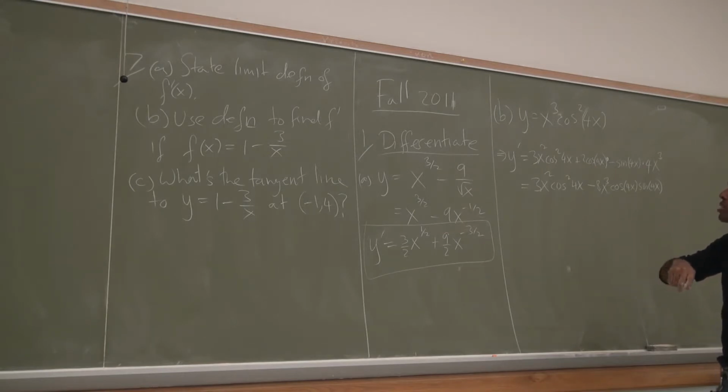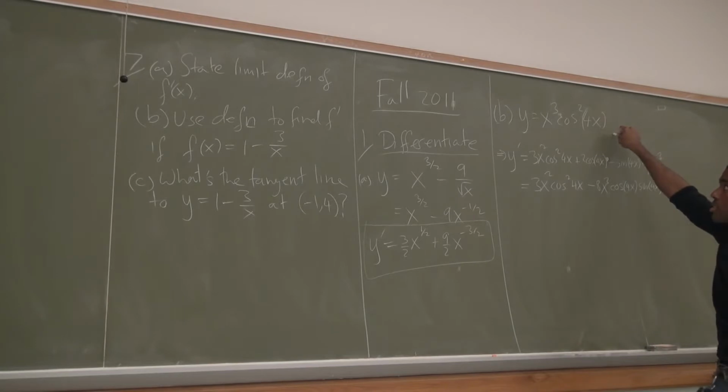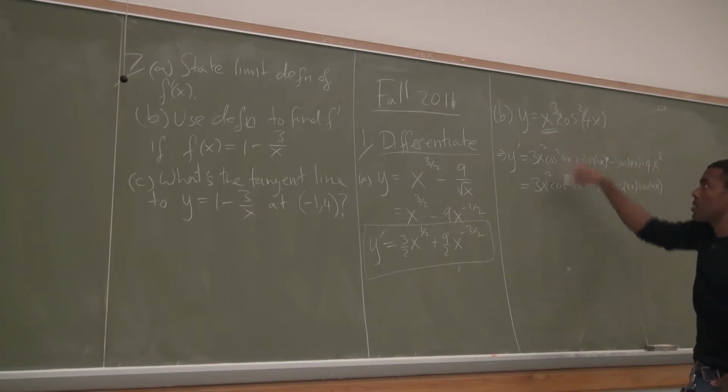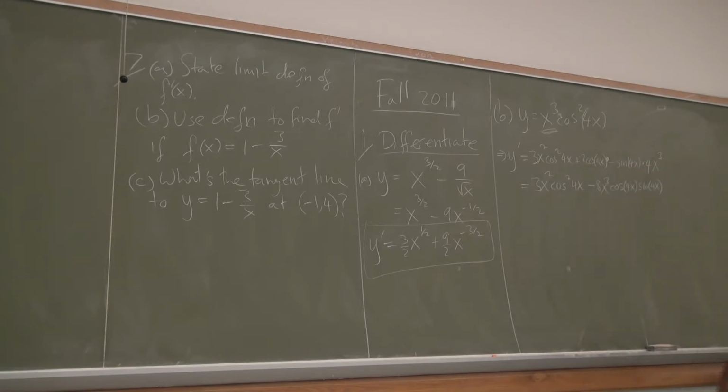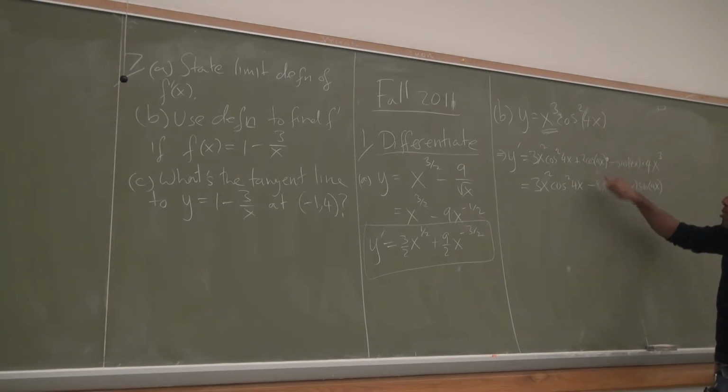For the original, what did you do? Product rule. You differentiate this, leave that alone, then you differentiate the other and leave the first one alone. And you use the chain rule to differentiate cosine squared 4x. You differentiate the outside function, the square, bring the 2 down, subtract 1 from the power, multiply by the derivative inside, which is minus sine 4x times 4. And then you left the x cubed alone.